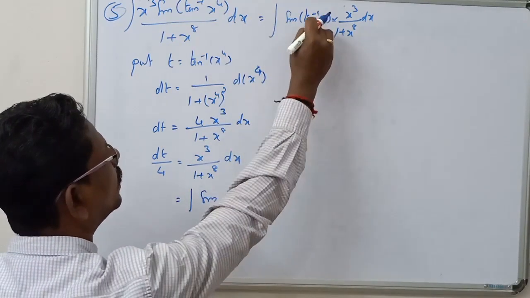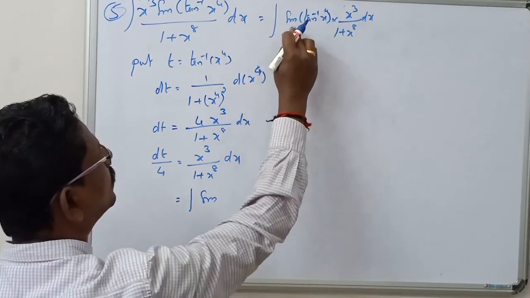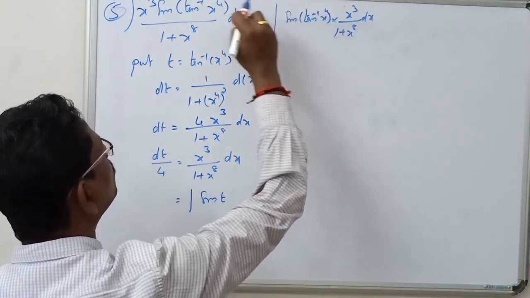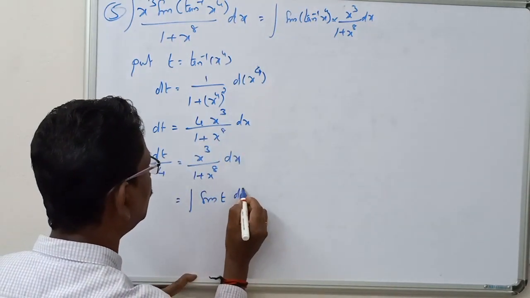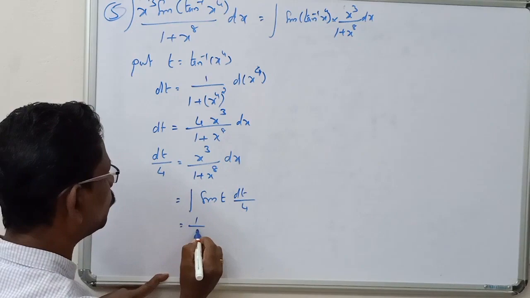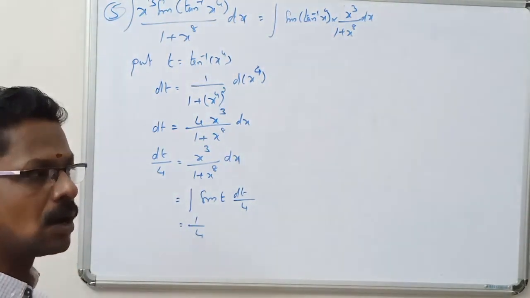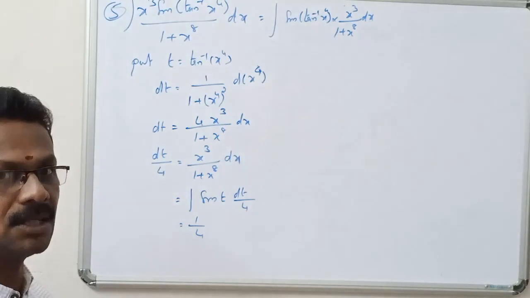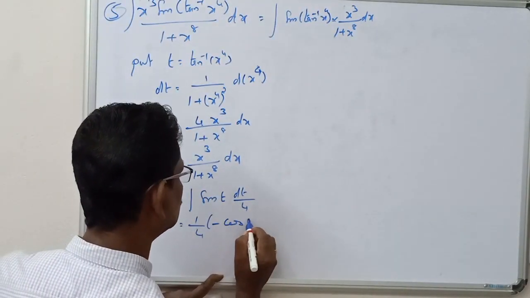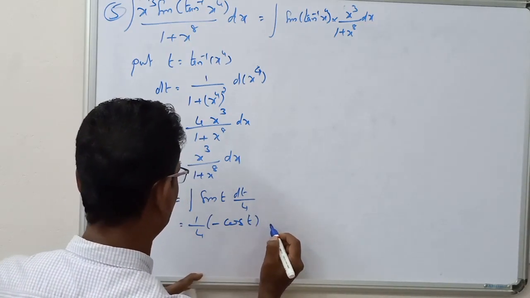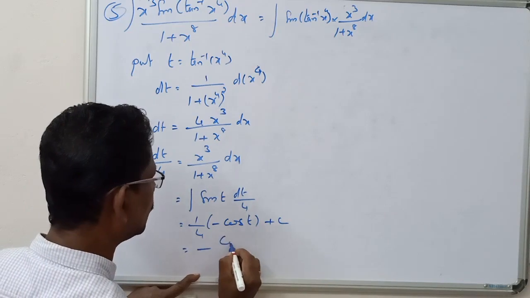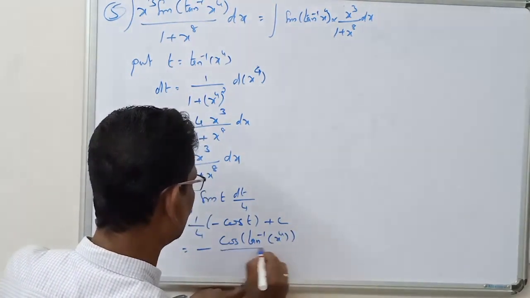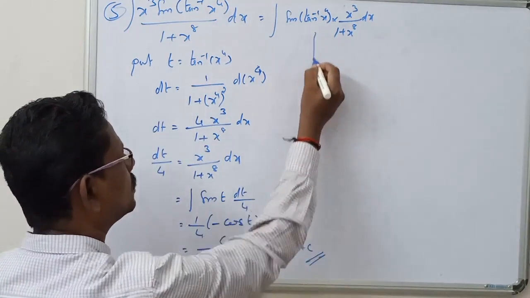This is equal to integral of sine of tan inverse of x power 4, and tan inverse of x power 4 is equal to t. Therefore, here it is sin t. This whole term, x cube into dx, is equal to dt divided by 4. So take 1 by 4 outside: integral of sin t. What is the differentiation of cos x? Minus sin x. So the integration of sin x is minus cos x. So it is minus cos t plus c, which is equal to minus cos of tan inverse of x power 4, divided by 4, plus c. This is one substitution method.